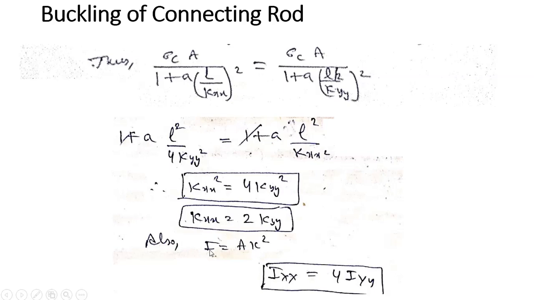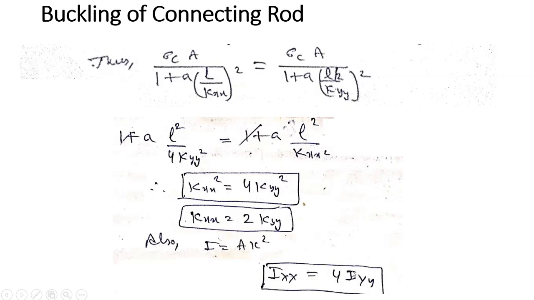Also we know that I is equal to A k square, that is the moment of inertia. So when I substitute into this equation, I will get the relation that Ixx will be equal to 4 times Iyy. From this I can say that the connecting rod buckles easily in the out of plane direction, because Iyy is less than Ixx. Ixx basically is 4 times Iyy. Therefore the connecting rod will buckle easily in the out of plane direction, and the out of plane direction is given by Iyy.